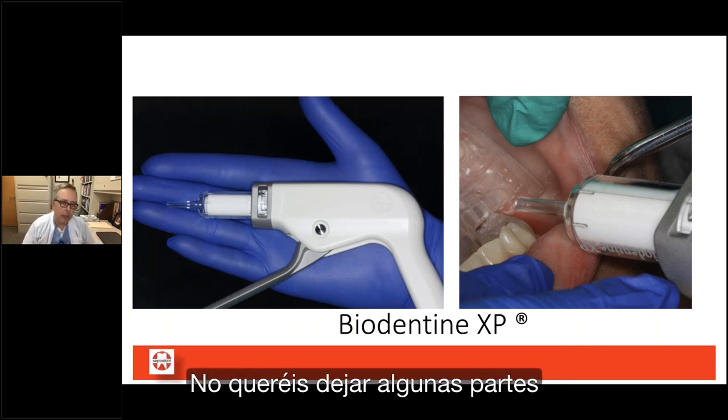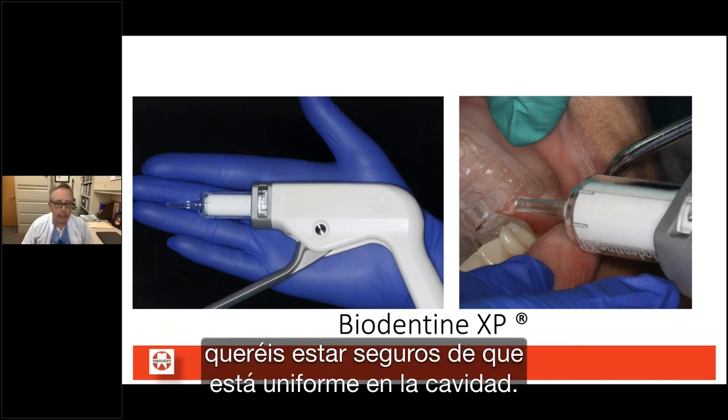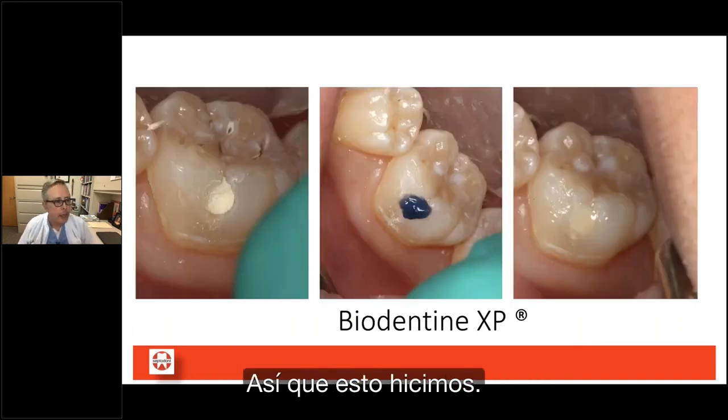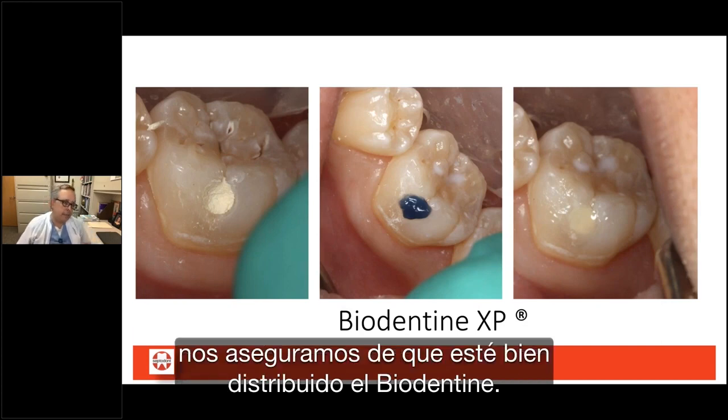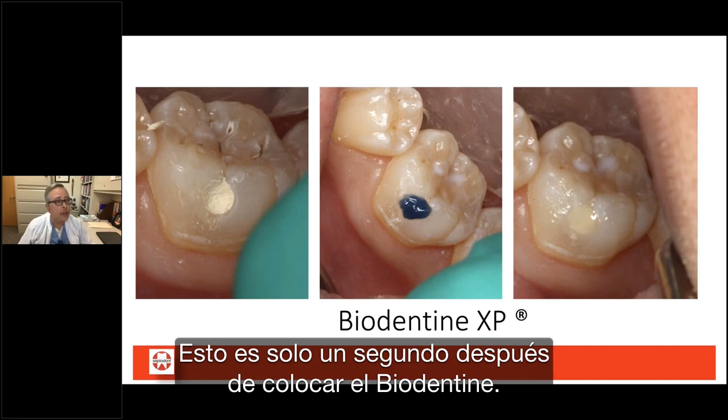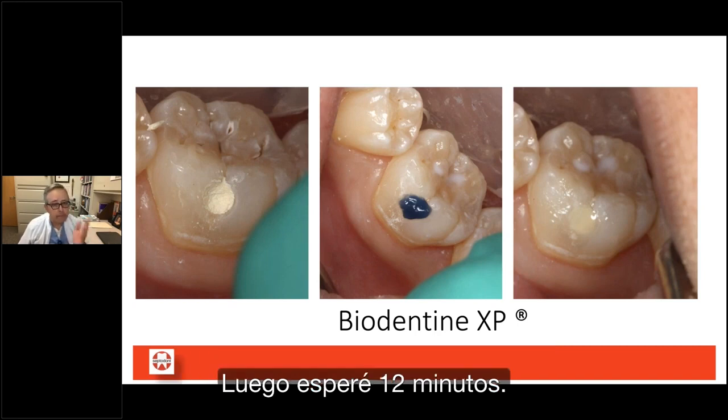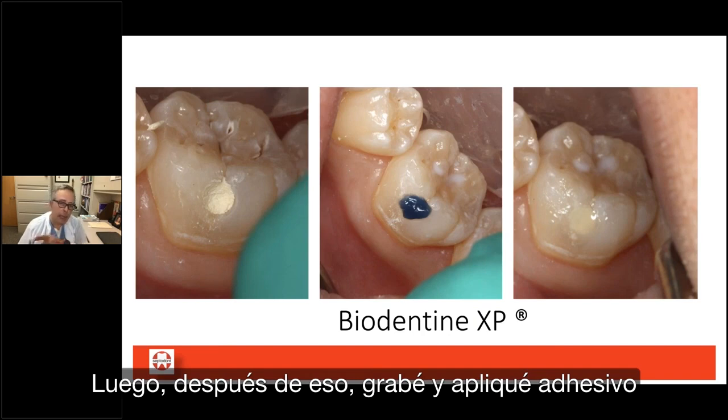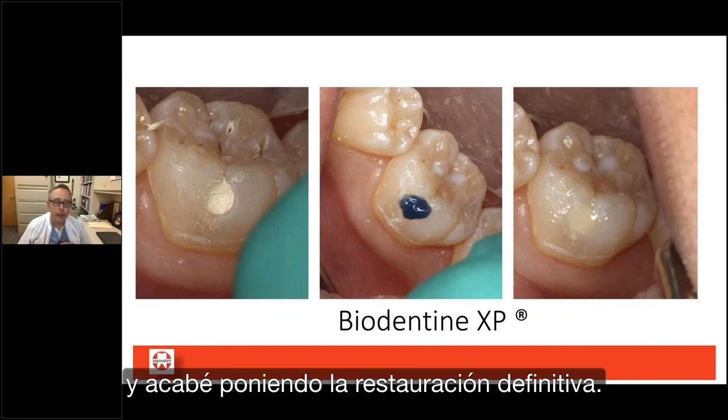You don't want to leave some parts with just a little Biodentine. You want to be sure that it's even in the cavity. So that's why we did it. In the picture on the left side, we make sure that the Biodentine is evenly distributed. This is just 1 second after I place the Biodentine. And then I wait the 12 minutes. After that, I etch, bond, and I end up putting the final restoration.